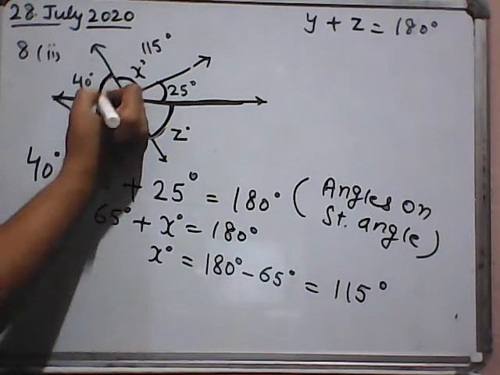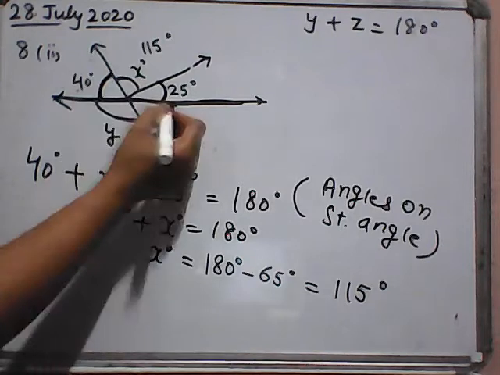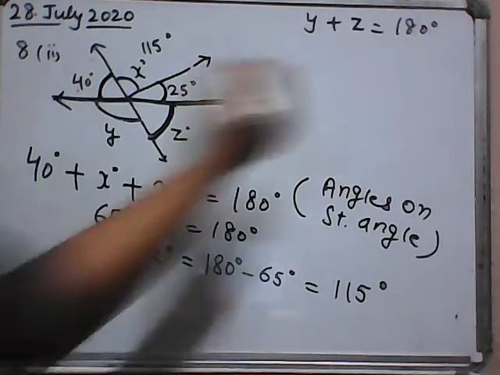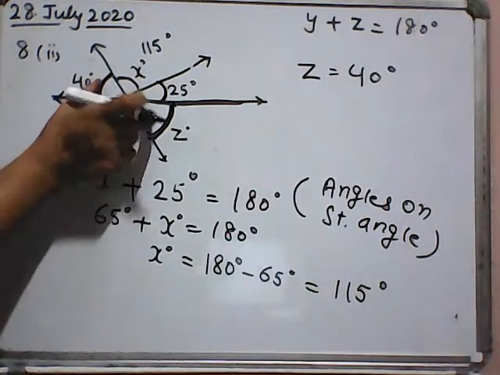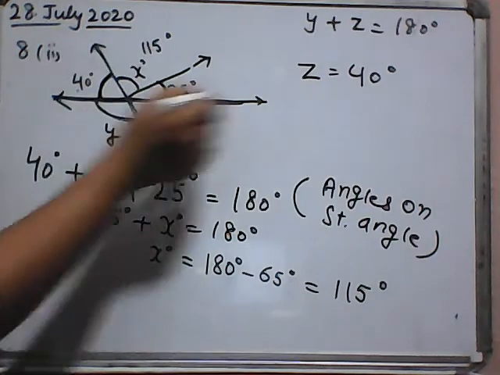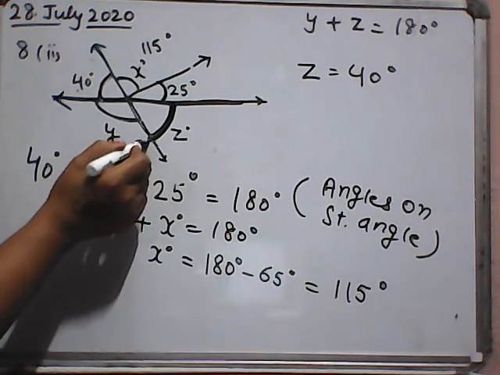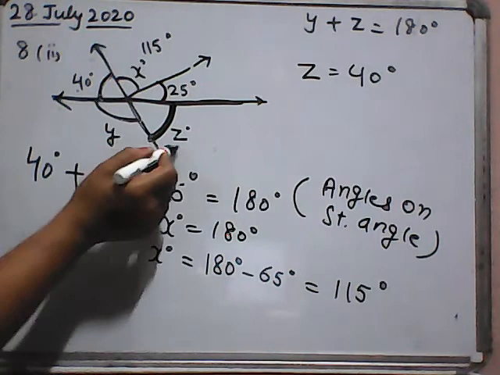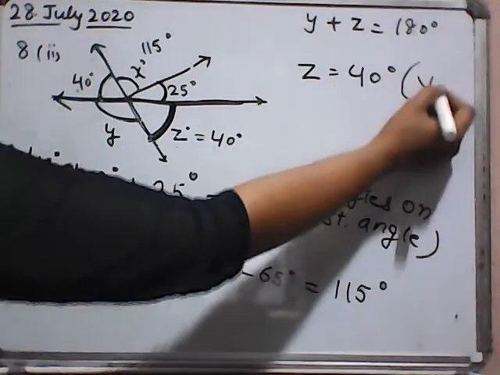Angle 40 degree and angle z degree, these two angles are equal as these two angles are vertically opposite angles. Now angle z is equal to 40 degree, as these two angles are vertically opposite angles. Two lines cross each other, angle 40 degree and angle z are vertically opposite angles, and vertically opposite angles are always equal. So what is the value of z? 40 degree. Vertically opposite angles.